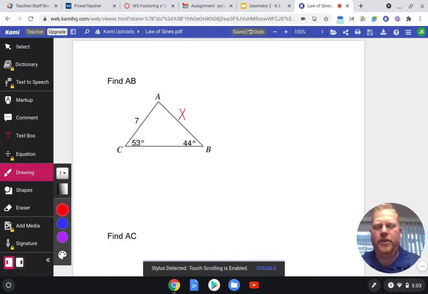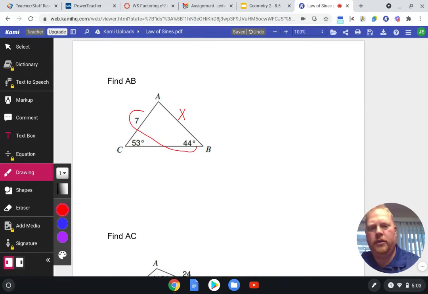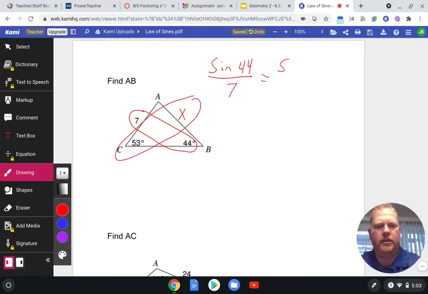And so I can set up the ratio sine of 44 over 7 equals sine of 53 over x. Cross multiply, so x times the sine of 44 equals 7 times the sine of 53. Then we can start getting the variable by itself. So let's divide by the sine of 44.